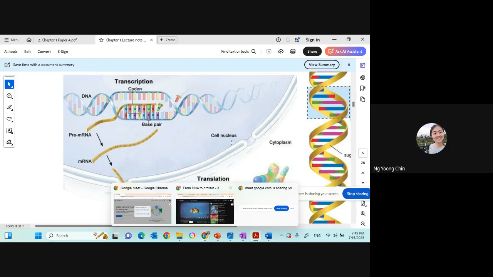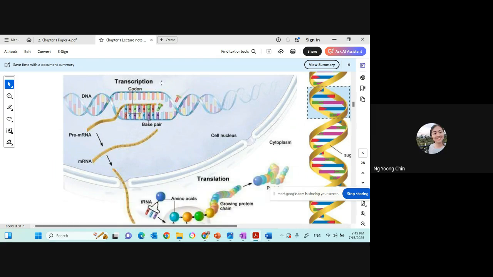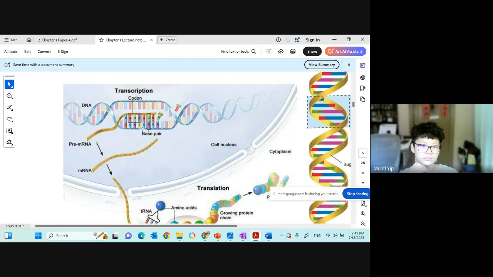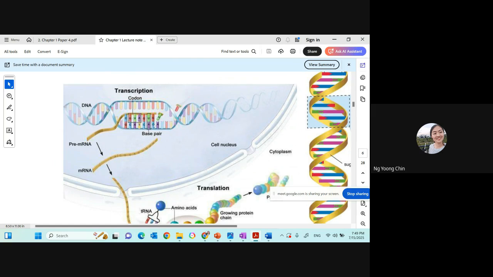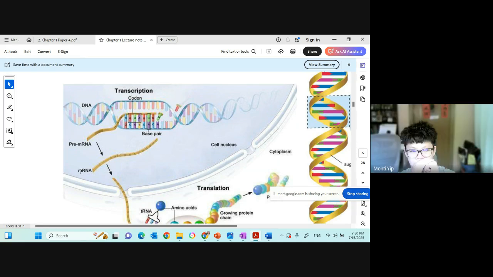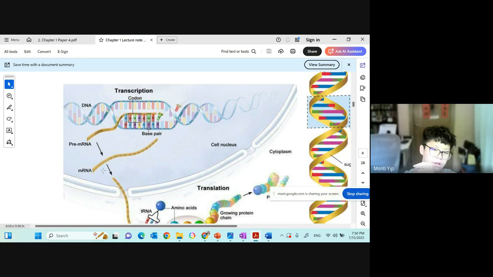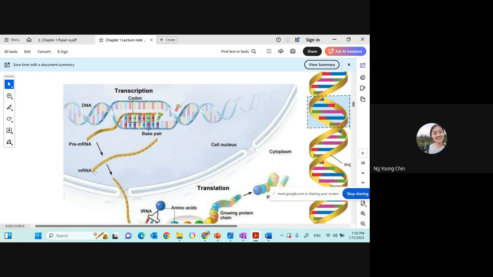You can see my screen, right? You can see this is transcription. This transcription refers to the nucleus, right? The nucleus contains the DNA. DNA has the genetic information to make the proteins, right? So that's why the DNA will undergo transcription to form the messenger RNA. You can see this messenger RNA is a shorter strand compared to DNA, right? Its structure is simple compared to DNA, because RNA is just a single strand and it's very short.